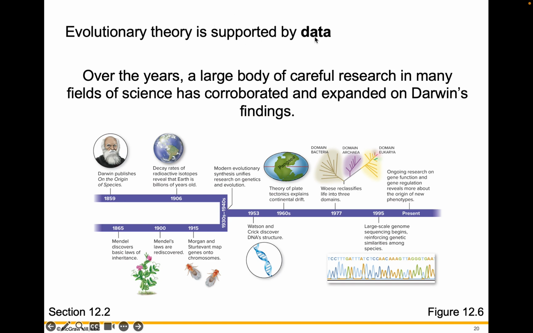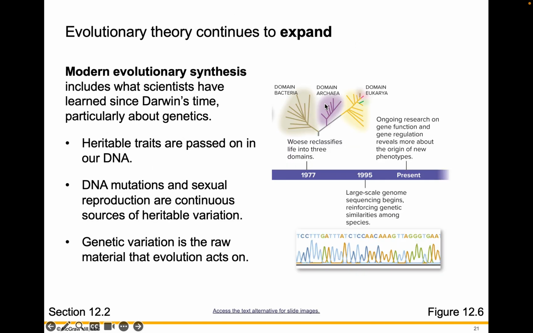Evolutionary theory is supported by data. And evolutionary theory continues to expand. So modern evolutionary synthesis includes what scientists have learned since Darwin's time, particularly about genetics. Heritable traits are passed in our DNA. Genetic mutations and sexual reproduction are continuous sources of heritable variation. And genetic variation is the raw material that evolution acts on.